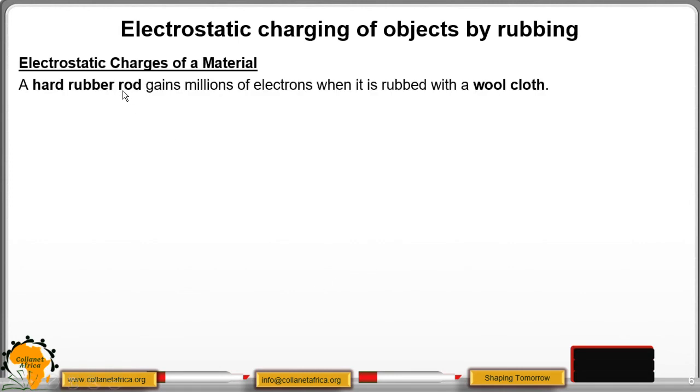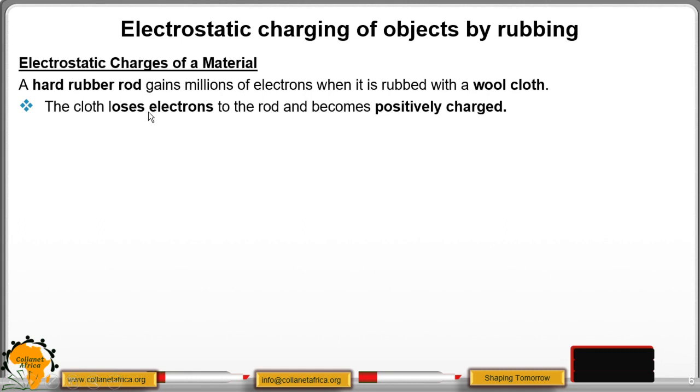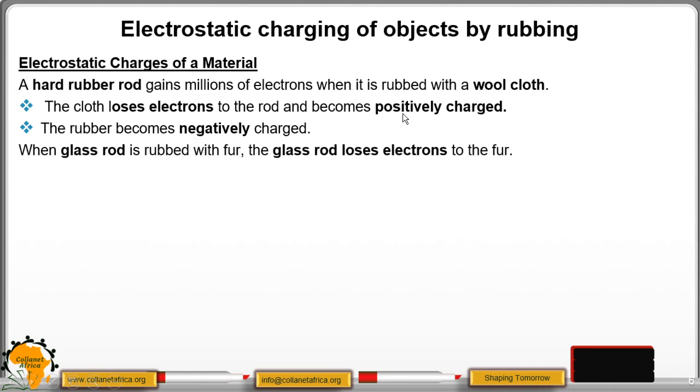We consider a rubber rod. When we rub a rubber rod against a woolen cloth, this rubber rod gains millions of electrons from the woolen cloth. Therefore, the cloth loses some electrons to the rod and it becomes positively charged, and the rubber becomes negatively charged. We are saying that the rubber has gained electrons, therefore it has become negatively charged, while the cloth has lost some electrons and therefore it has become positively charged.